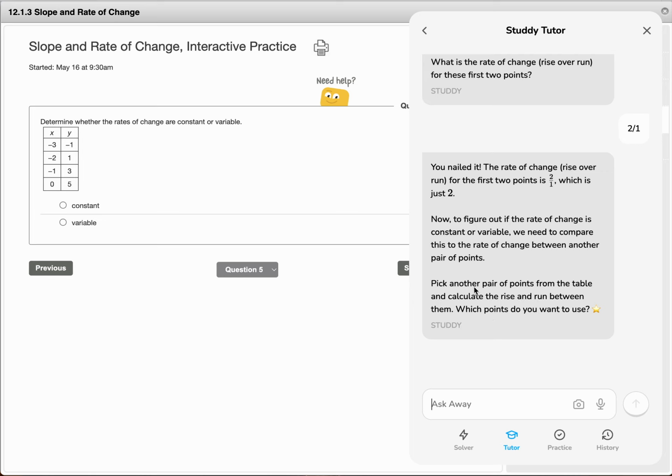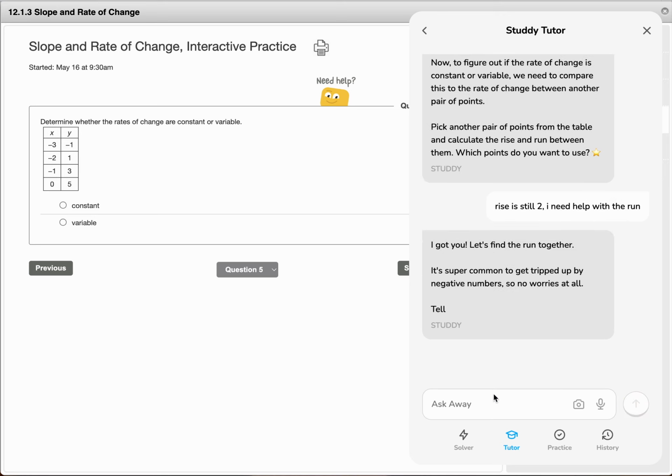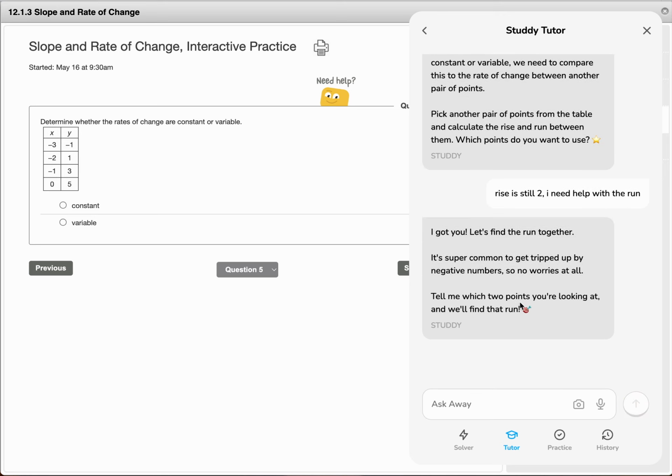Okay. So now pick another pair of points. What do I do? All right. So I'll say rise is still 2. I need help with the run. And our tutor says, tell me which 2 points you're looking at and find that run. Okay. So I guess the second and third points is what I'll say. Okay, awesome. So it's listing out those points for me and then helping me figure out what is the run.